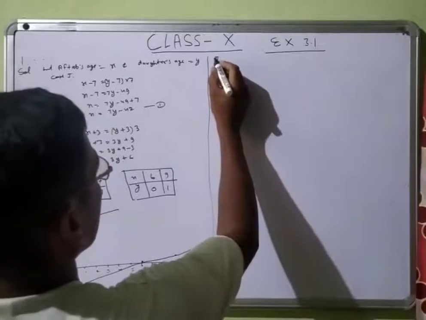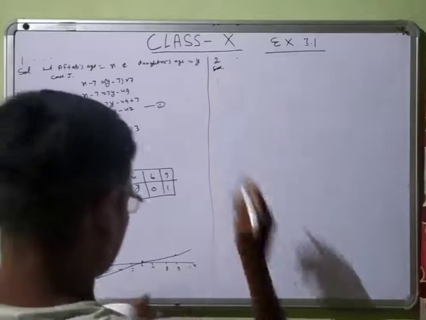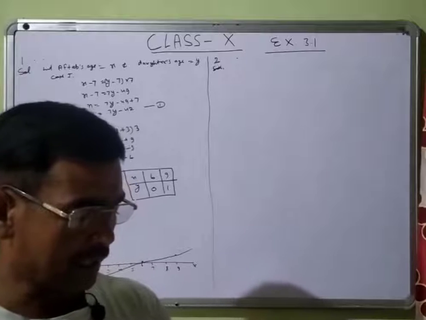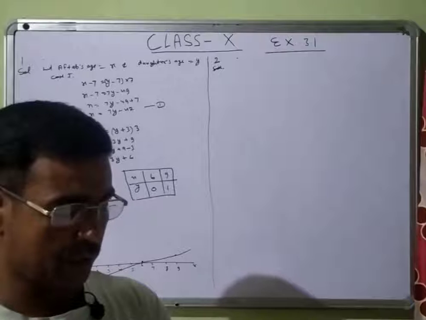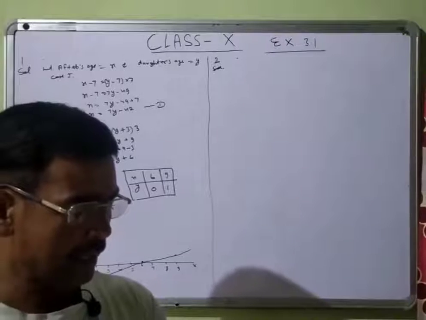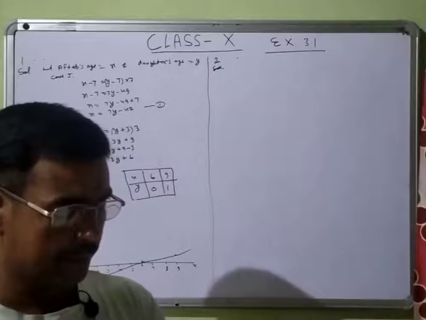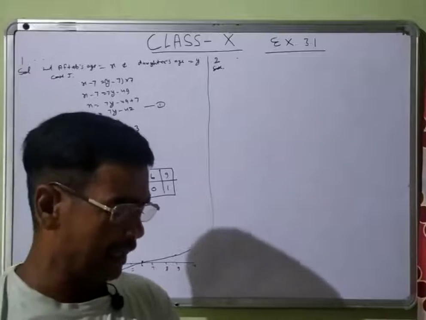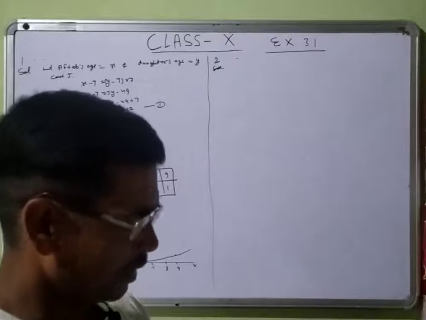Question number 2. Listen to the question. The coach of a cricket team buys 3 bats and 6 balls for 3,900 rupees. Later, she buys another bat and 3 more balls of the same kind for 1,300 rupees. Represent the situation graphically and algebraically. Write it.